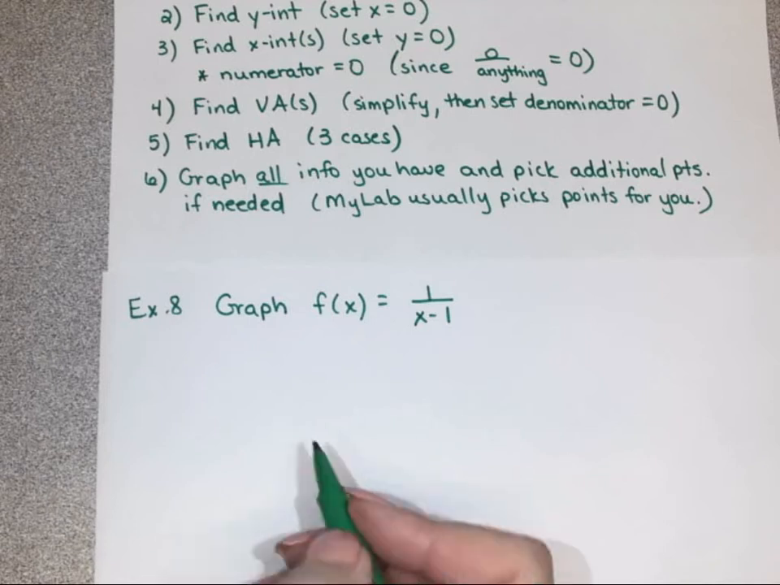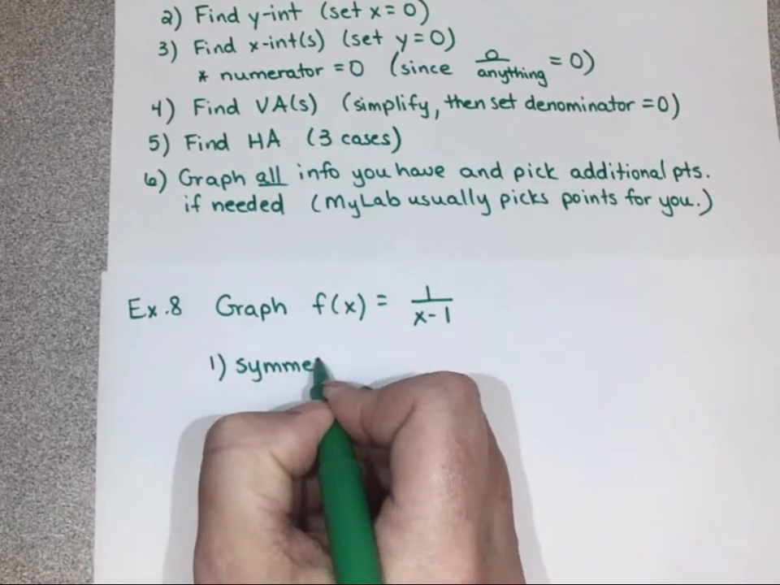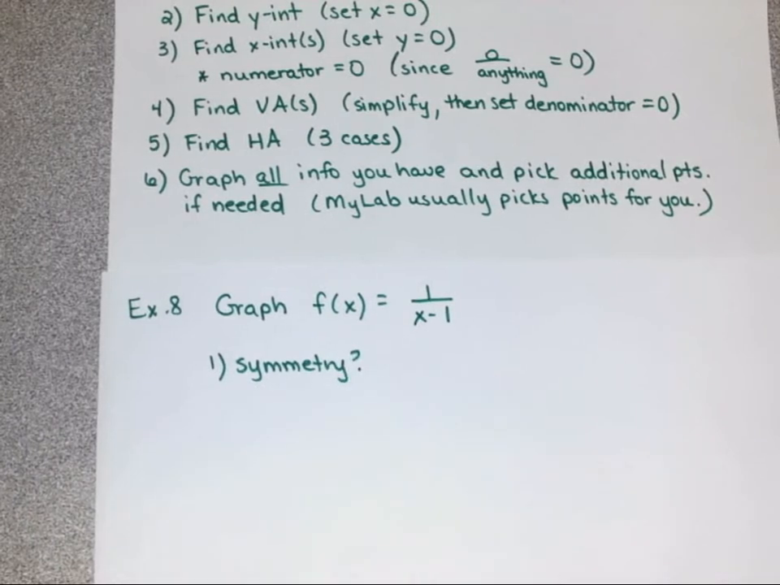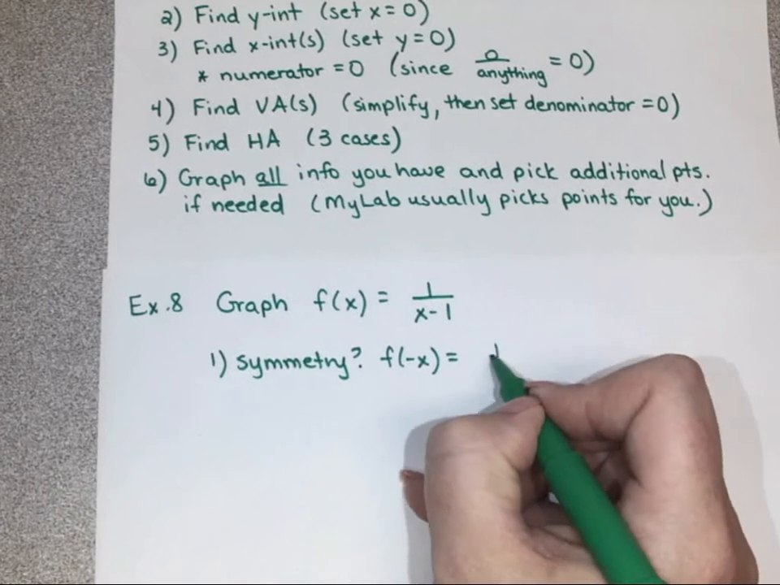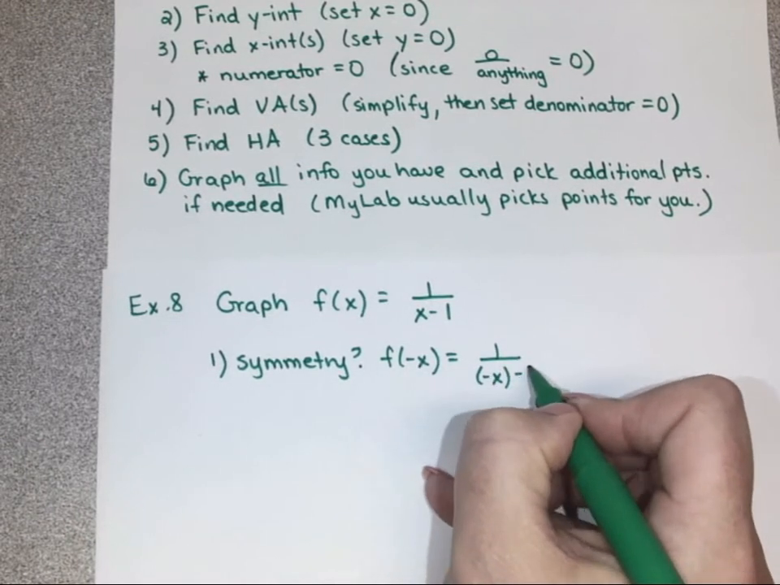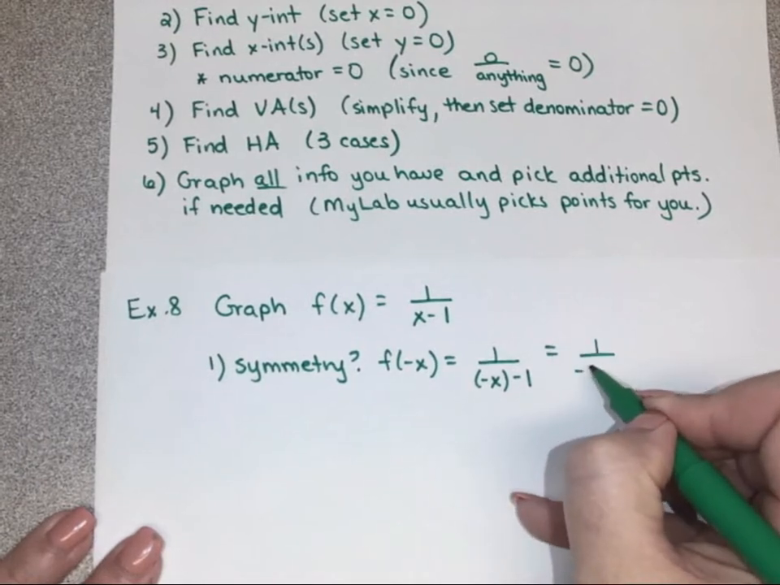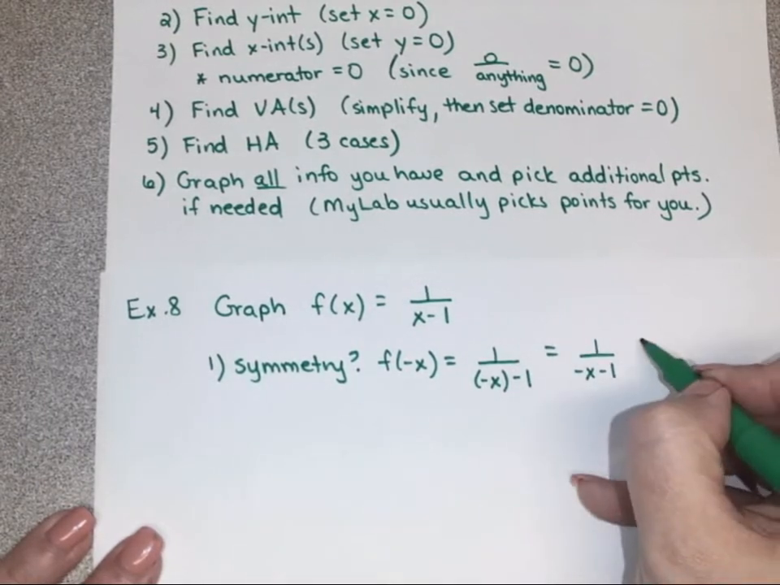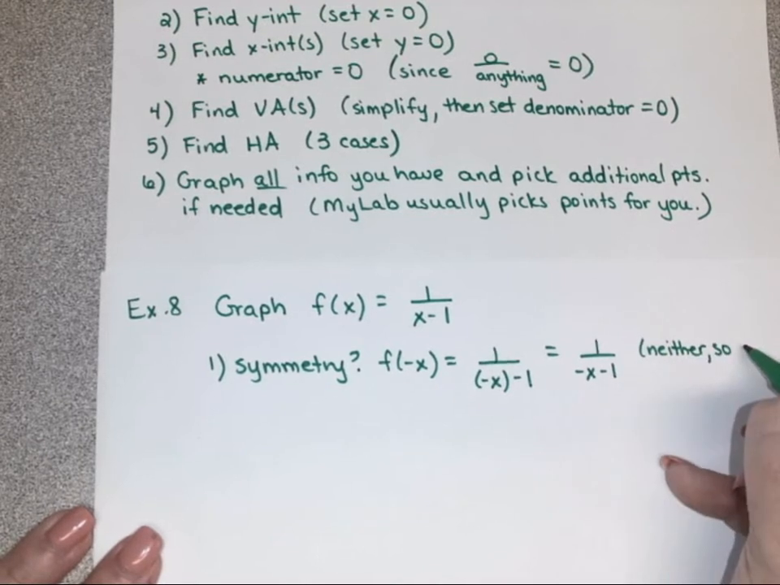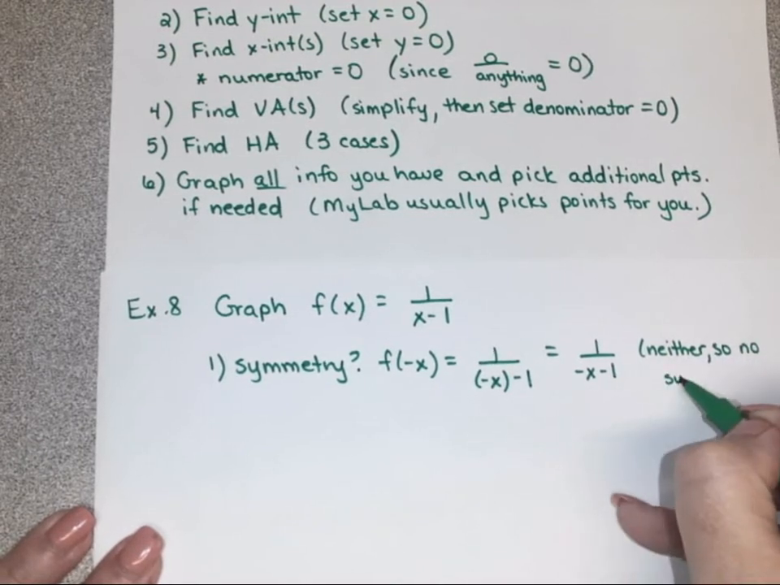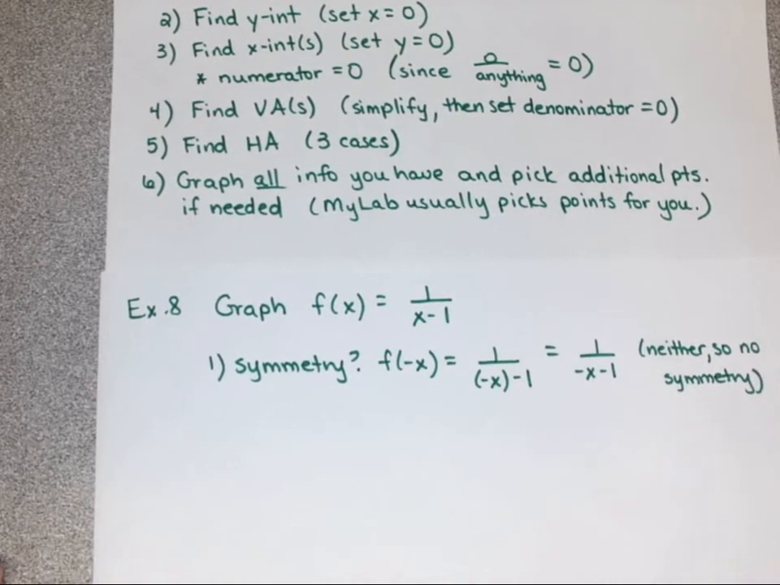Okay. All right, so let's run through all the steps. So the first step, remember, is to figure out if we have any symmetry or not. So it'll be a good review anyway. What we basically do is plug in negative x everywhere we find an x. But notice this doesn't give you the negative version, right? So this is neither. So what does this tell us about symmetry? No symmetry.